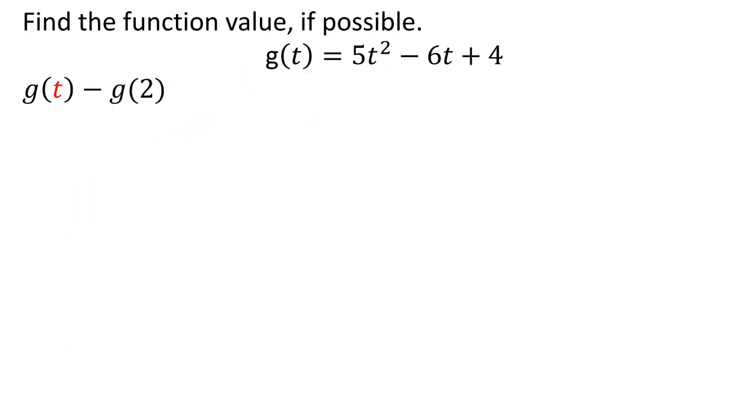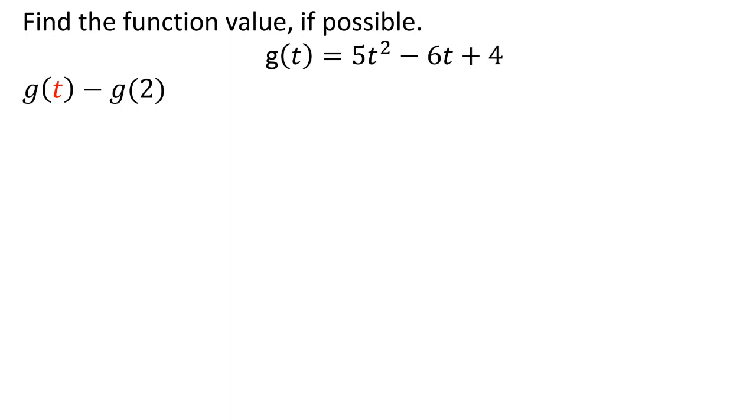All right. Let's look at this. Let's evaluate this combination function, right? What they want us to do is subtract function g of t with function g of 2. So it's basically subtracting these two functions with these given inputs. So the first one's easy. G of t is basically just the equation that they're giving me. G of t is 5t squared minus 6t plus 4.